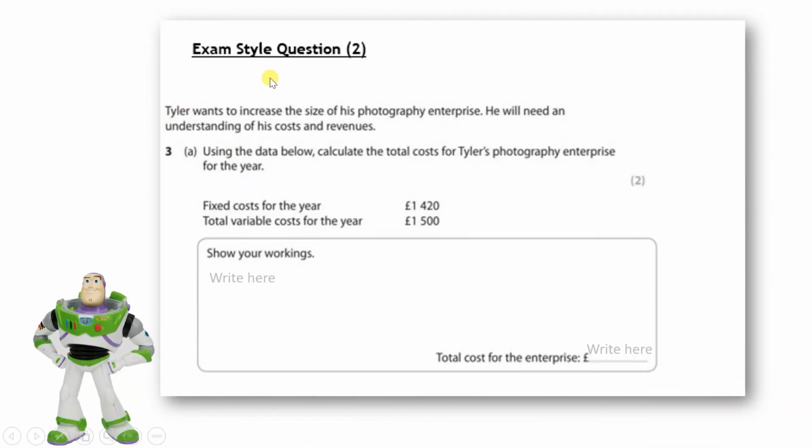You'll be relieved to hear this is the final question on this lesson 11. Tyler wants to increase the size of his photography enterprise. He will need an understanding of his costs and revenues. Using the data below, calculate the total costs for Tyler's photography enterprise for the year. So you've got 2 figures. You've got £1,420 fixed costs and total variable costs for the year £1,500. I think this one should be relatively straightforward, hopefully.